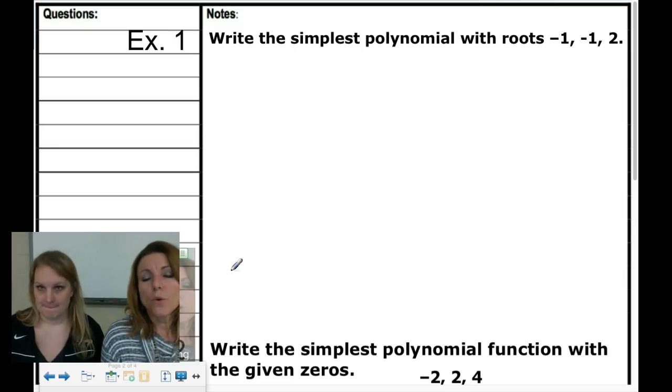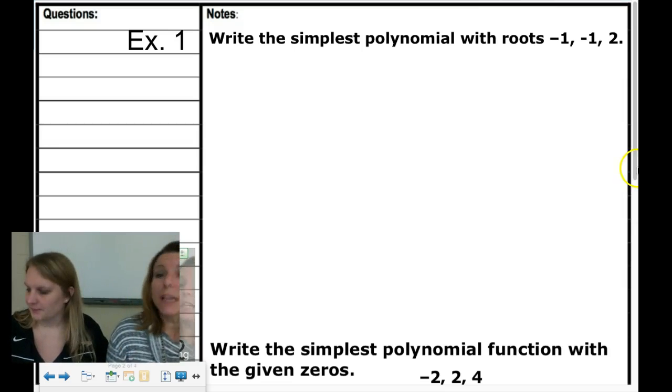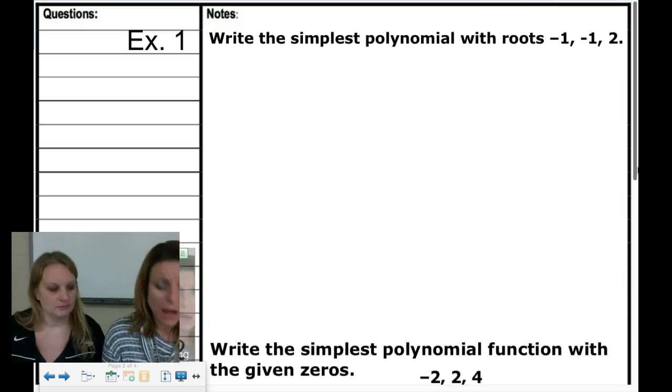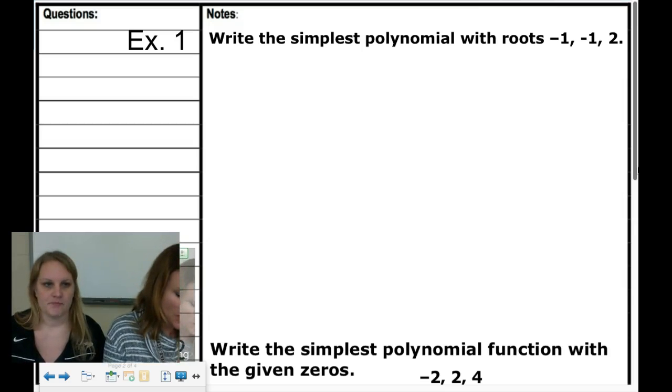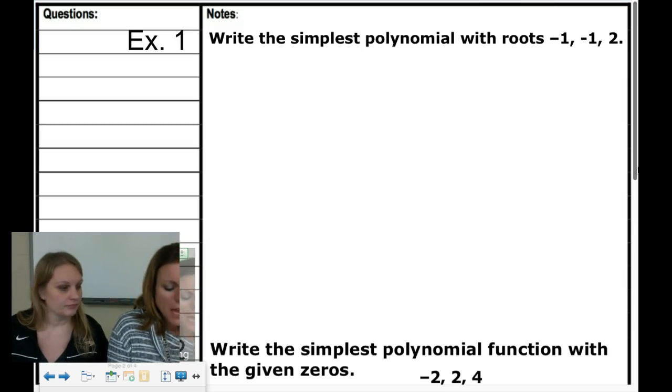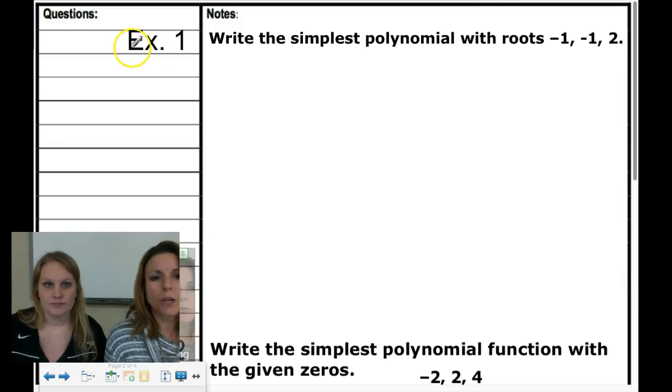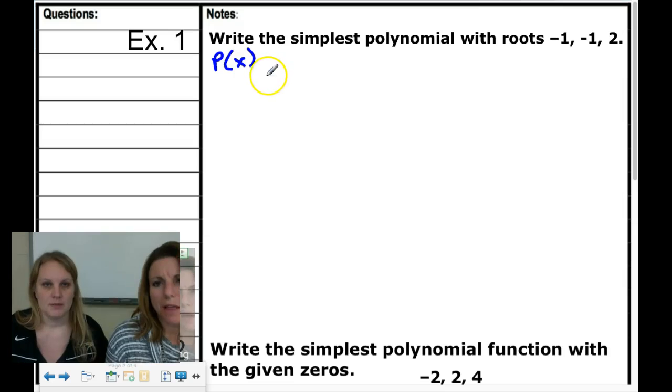If we go to the next page, we now are going to kind of go backwards. So we're giving you the roots this time, we're giving them the roots and we're going to write a polynomial. Okay. So I think the first thing we should probably do is to be consistent, we're going to write P, uppercase P, and then in parentheses X. That's how we name a polynomial.